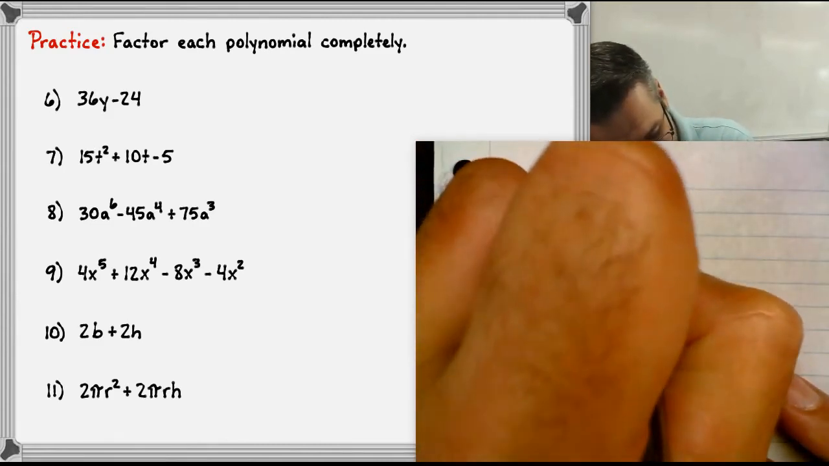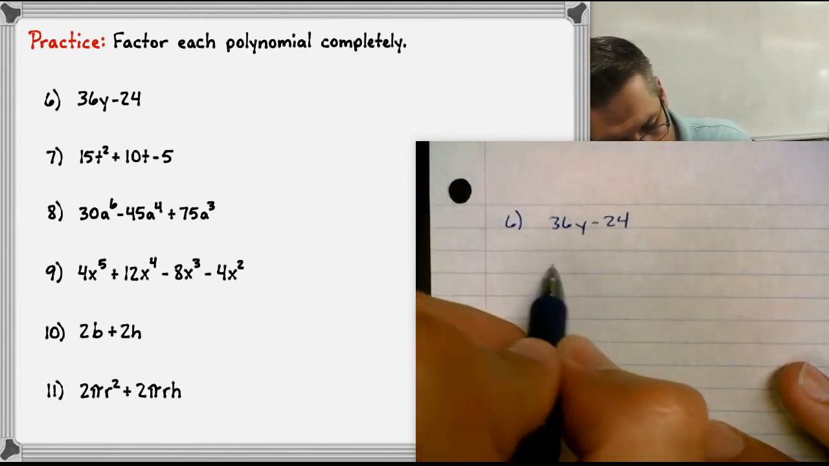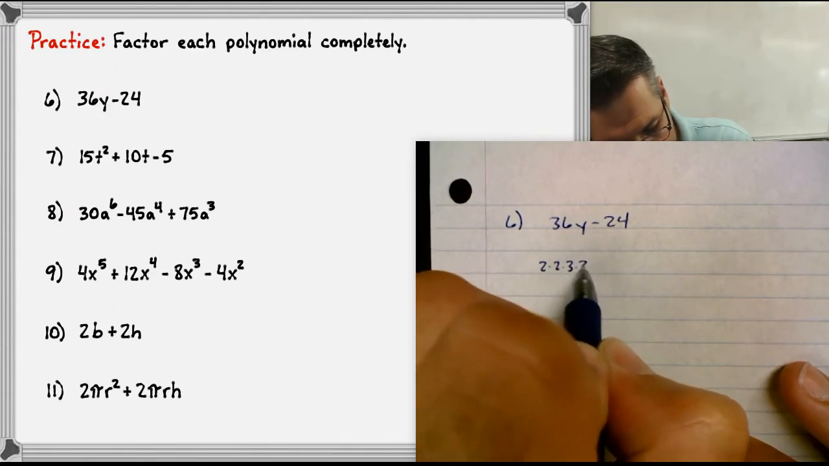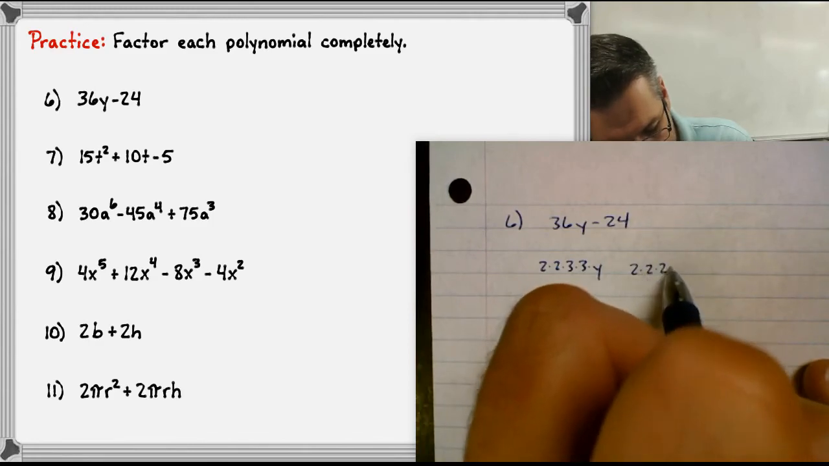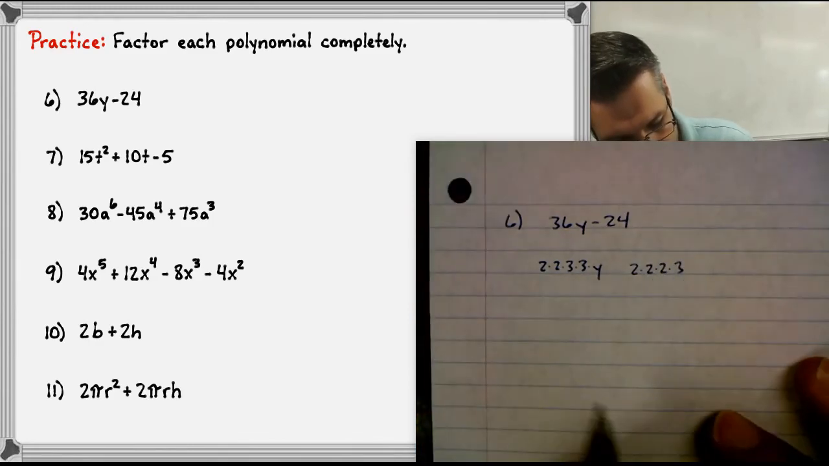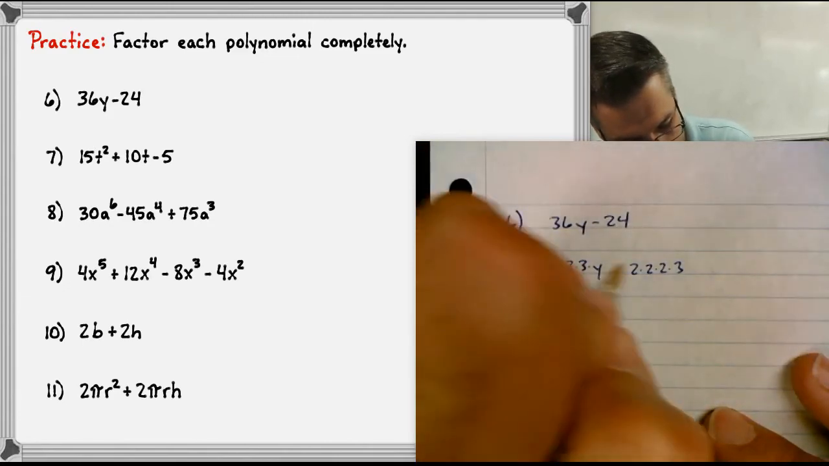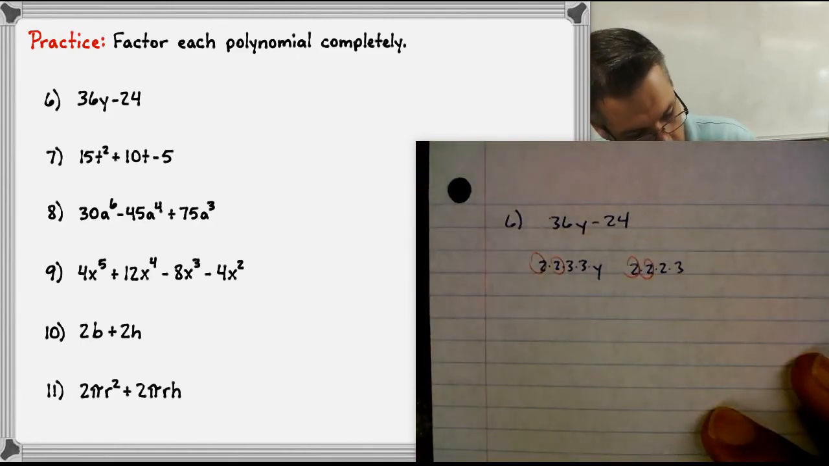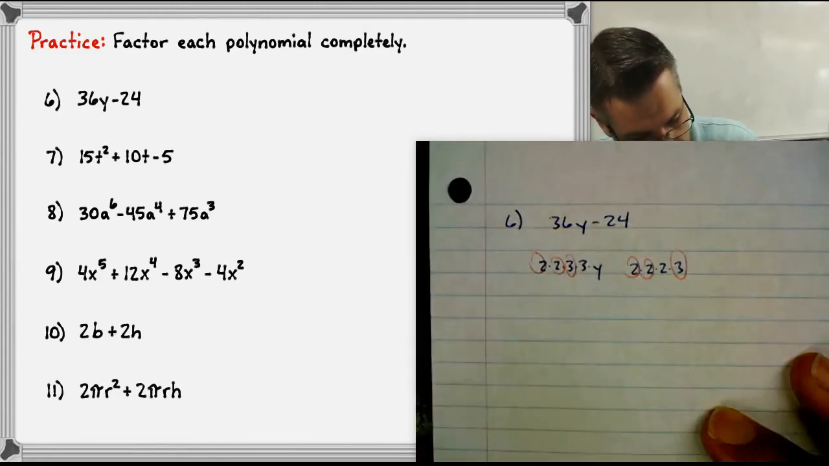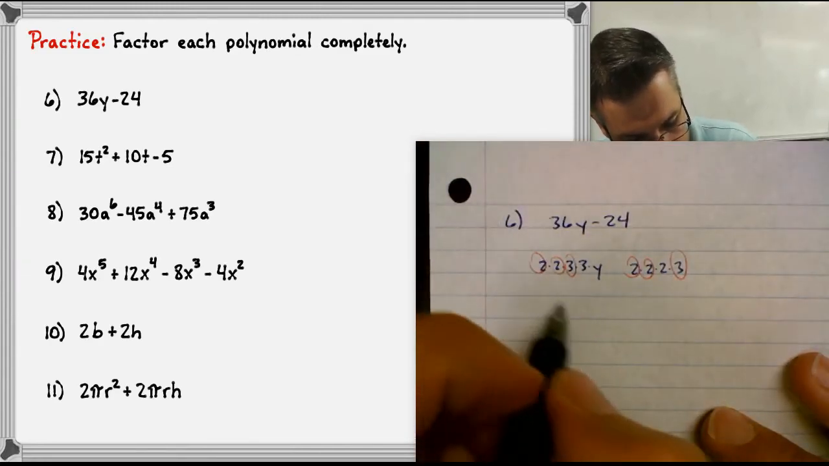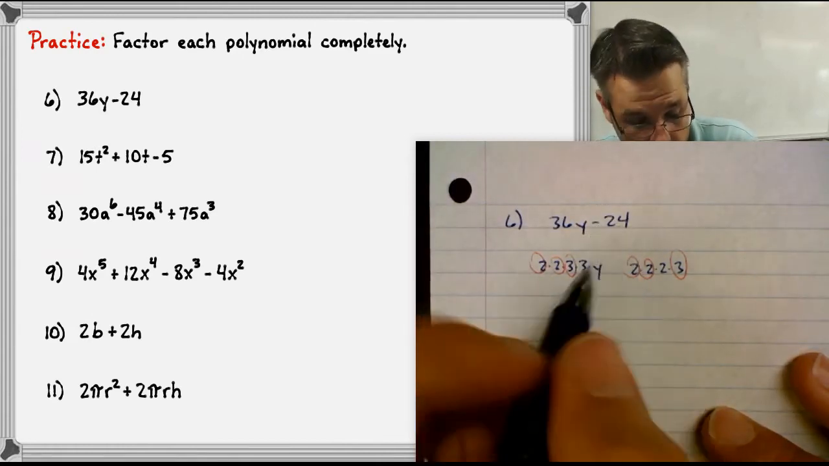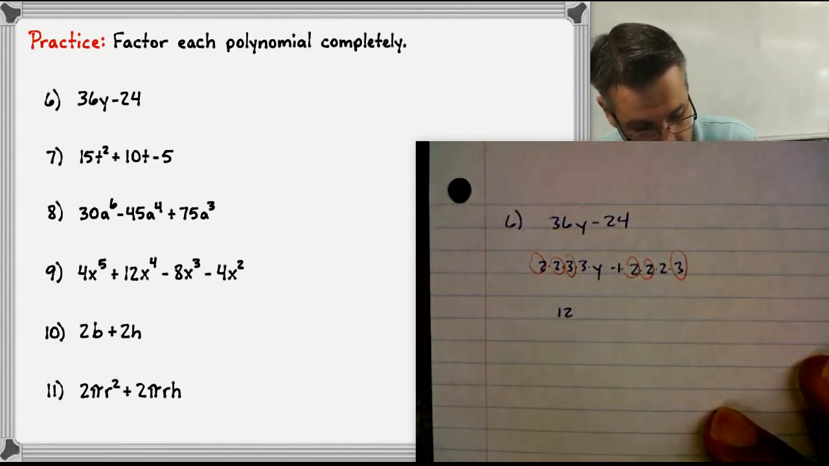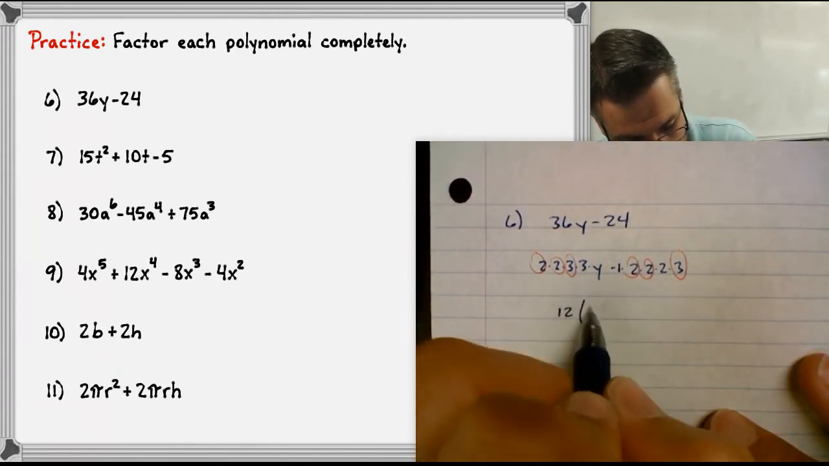36y minus 24. Well, 36 factors to 2 times 2 times 3 times 3, and then we have the y there. 24 factors to 2 times 2 times 2 times 3. 2, 4, 8, 24, yep. The GCFs here are going to be 2 and 2, 2 and 2, and a 3 and a 3, and that's it. So 2 times 2 times 3, that's going to be 12. And we're left with, oh, this negative 24, we also have a factor of negative 1 that we want to put there. We're left with, in this one, 3y.